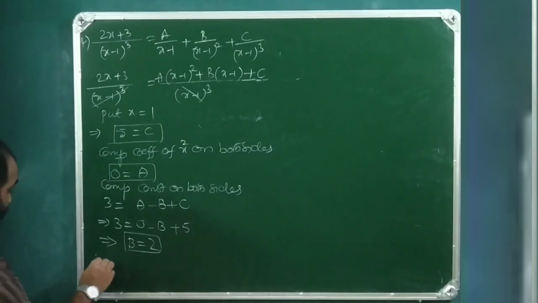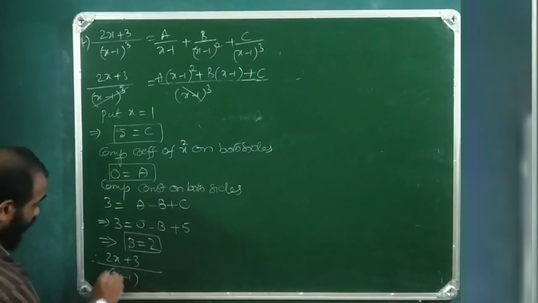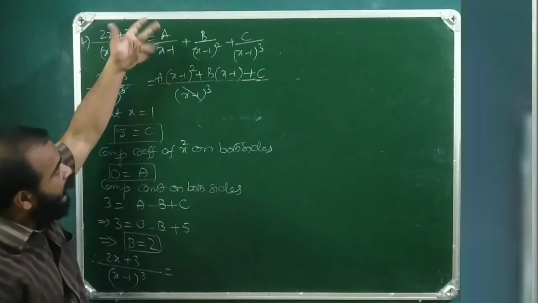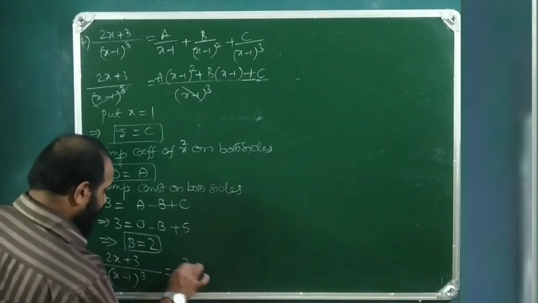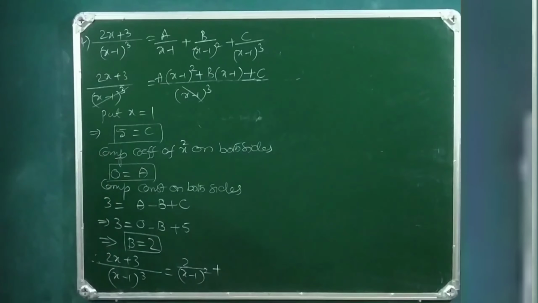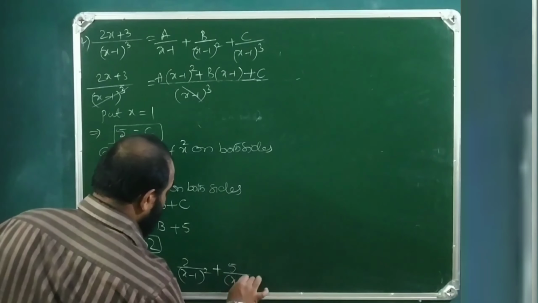Therefore, 2x plus 3 by x minus 1 whole cube is equal to, the value of A is 0, 0 by x minus 1, 0. B value is 2 by x minus 1 whole square. C value is 5 by x minus 1 whole cube.